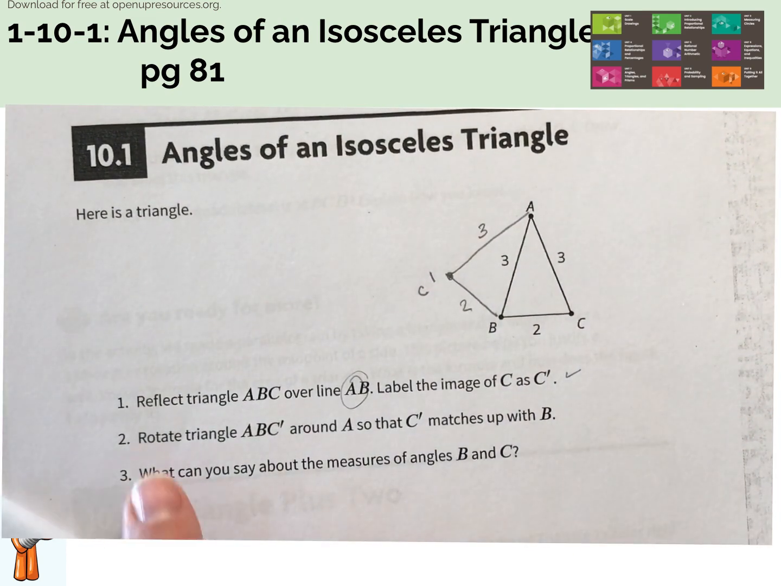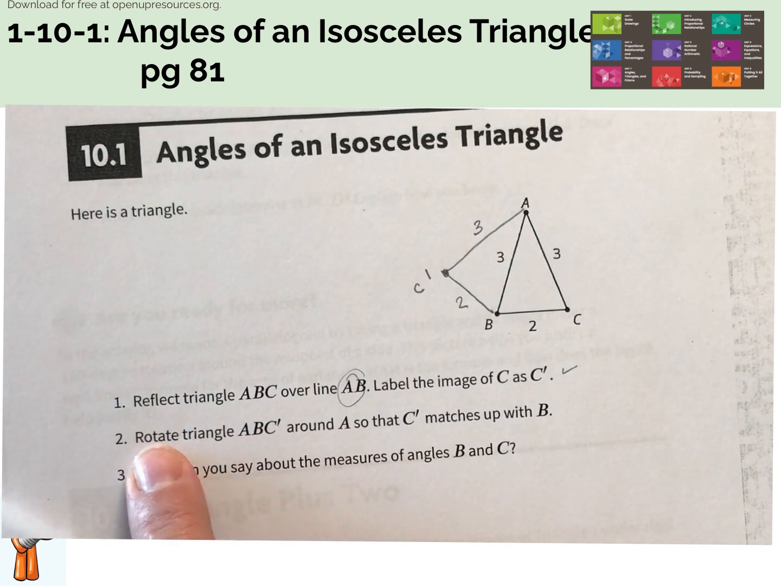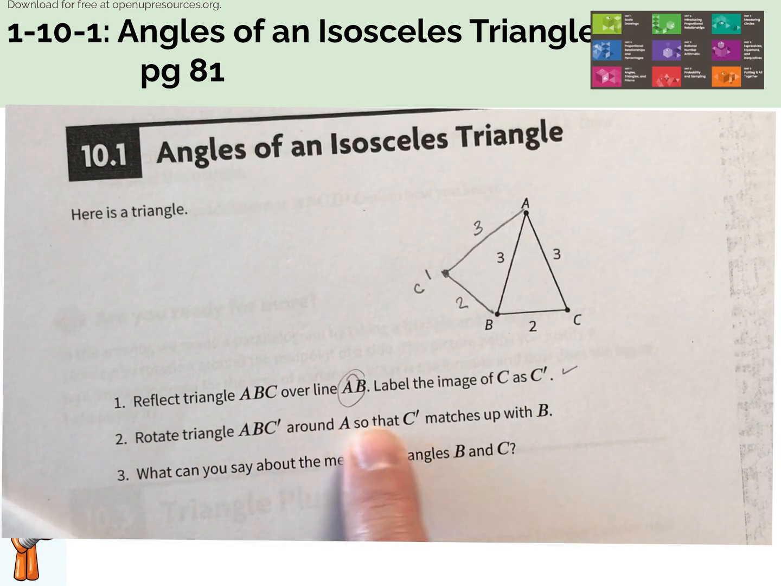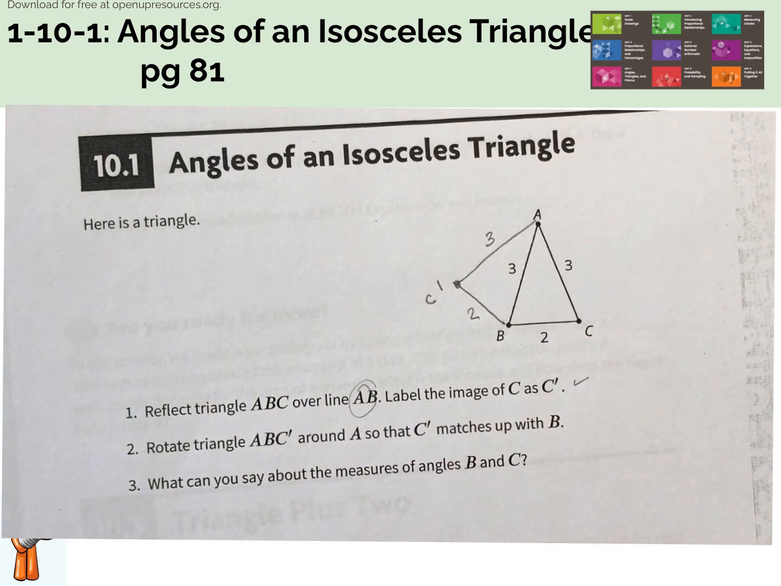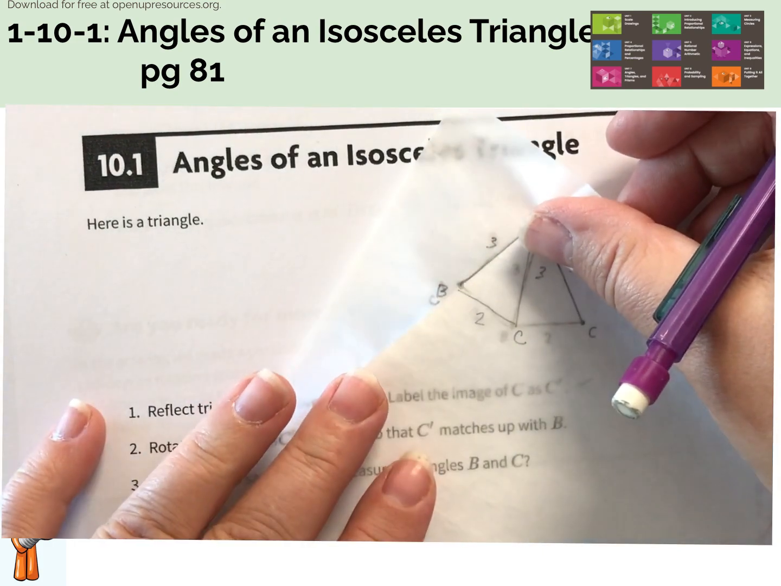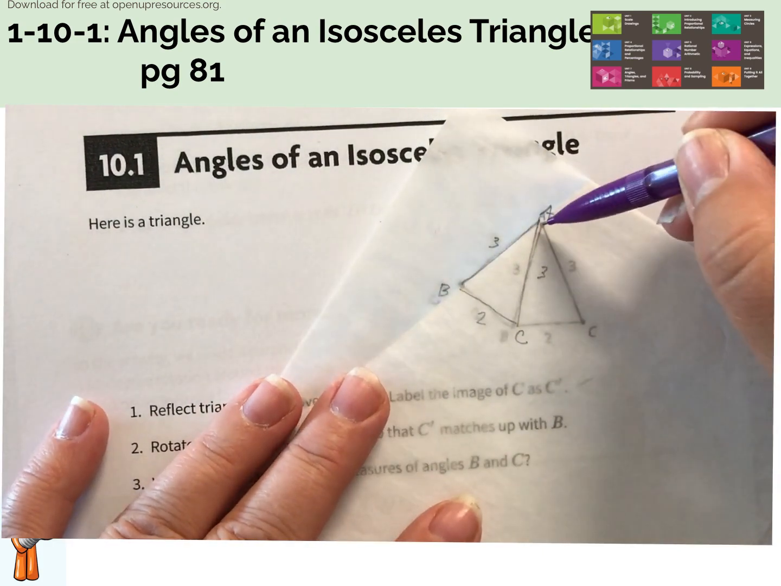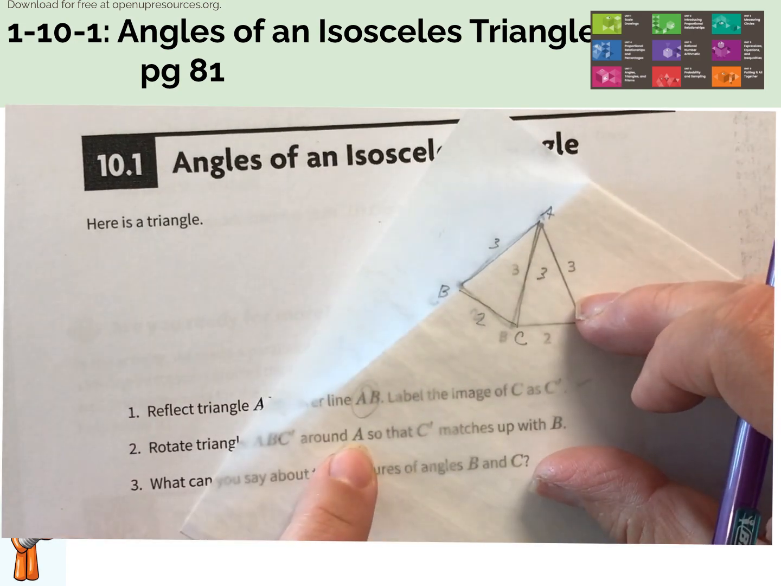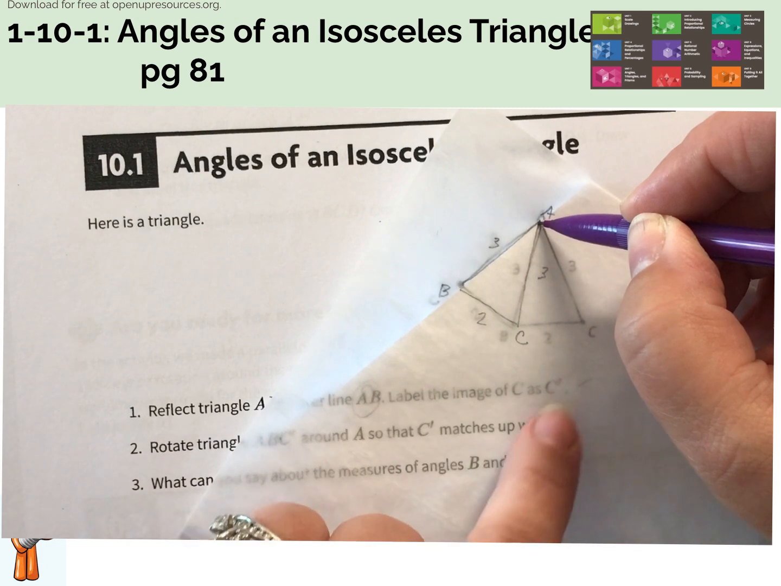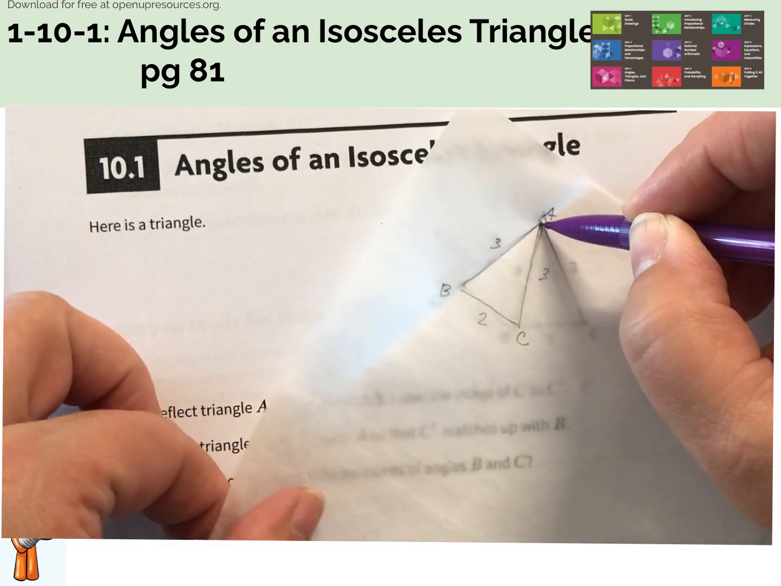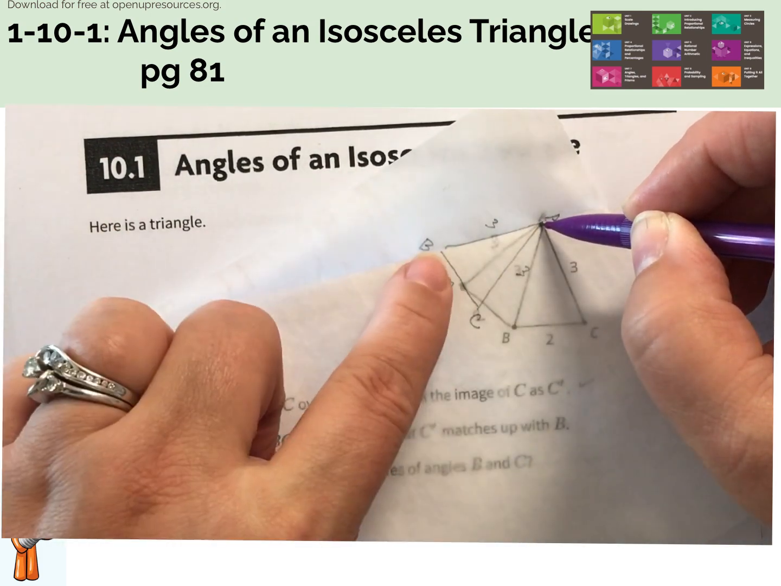Now it says take triangle ABC prime and rotate it around A so that C prime matches up with B. So I'm going to take my triangle, ABC prime. This is the new one. And I'm going to rotate it around A. Where I put my pencil is at A, so that C prime matches up with B. So I'm going to rotate it. And C prime is actually this one up here.